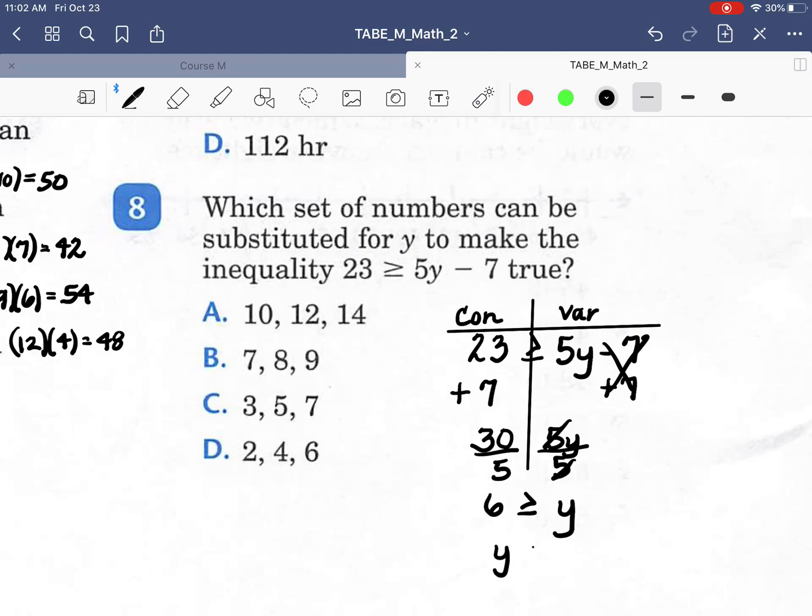I want to standardize and graph because then I can see that interval very clearly. 6 is included, and it's less than or equal to 6. So anything in this interval is acceptable. It can be 6 or below. So D is the one we want. We can include the 6 and we have to go below the 6.